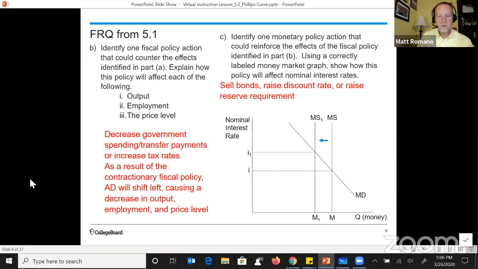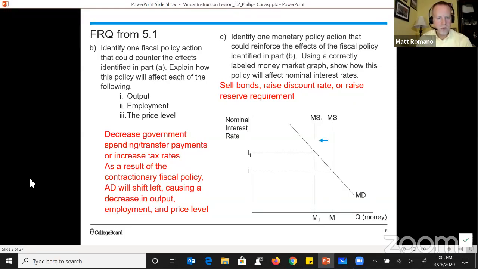We want to show the effects on the money market graph. So our money market graph, as you can see here, has got nominal interest rates on the y-axis, the quantity of money on the x, a vertical money supply curve, which is fixed by the central bank, and a downward sloping money demand. And this contractionary monetary policy is going to contract money supply, causing money supply to shift left, causing interest rates to go up. And that would reinforce the contractionary fiscal policy from Part B.